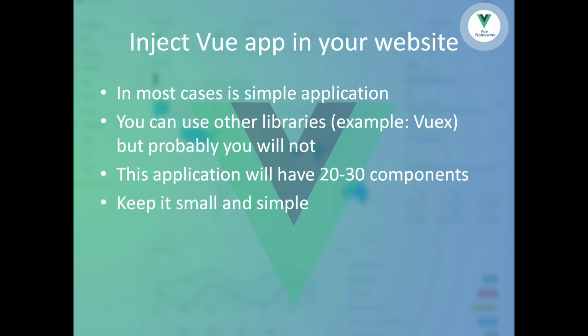The first one is when you want to inject a Vue application in your website. In most of these cases, it's going to be a simple application. And although you can use other libraries, for example, a Vuex library, you will probably not use it, because this is going to be a simple application most of the time, and you will have approximately 20 to 30 components. So you will try to keep it small and simple most of the time, although it can be a bigger application, but most of the time it's going to be a really small and simple application.